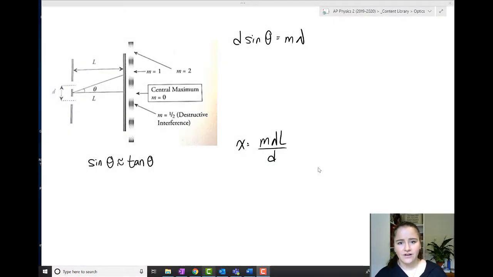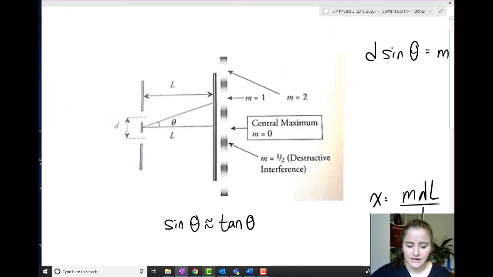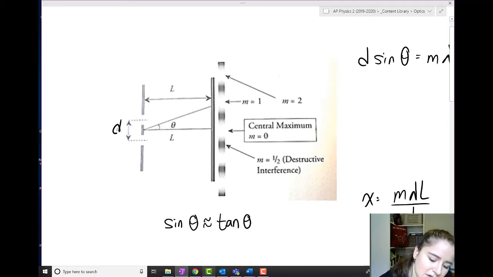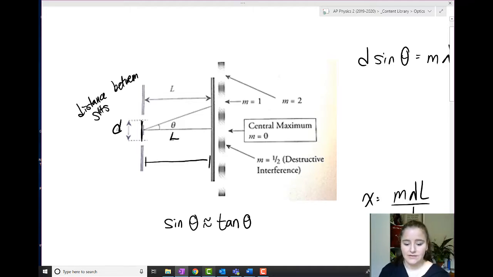Okay, so before we get into all of the problems that we're going to do, I want to go over the equation that we use and define all of the variables. So in our diffraction pattern, okay, we have d, which is the distance between the slits. We have L, which is our distance between the screen and the slits. We have our maxima, that is what the m is for. And then x, okay, is going to be the distance between the maxima.